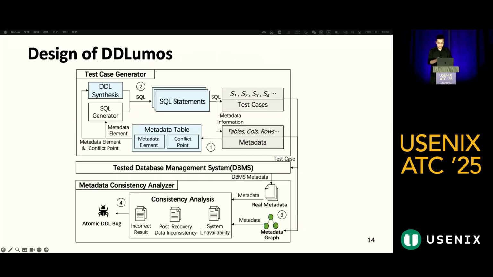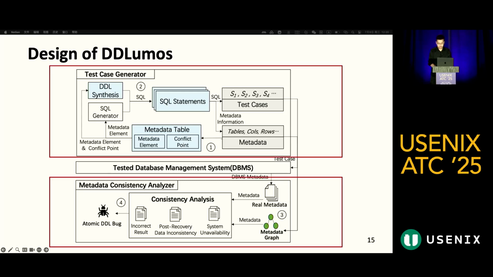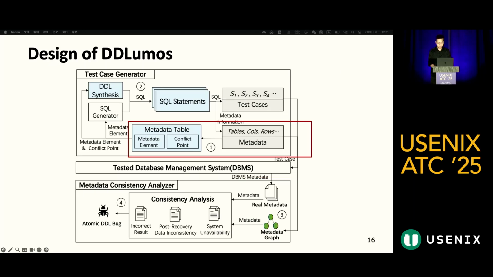Based on the analysis, we designed DDLumos to detect atomic DDL bugs. Here is the overall design of the tool. It includes two main components. The first is a test case generator for generating test cases with metadata conflict guided DDL synthesis. The second is a metadata consistency analyzer for detecting atomic DDL bugs with graph-based consistency analysis.